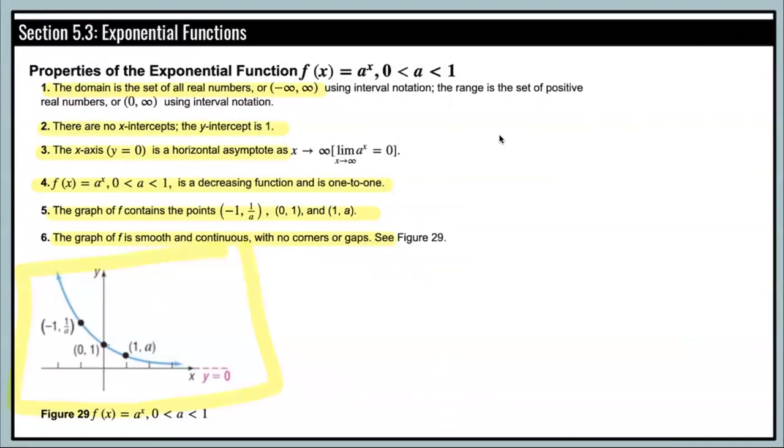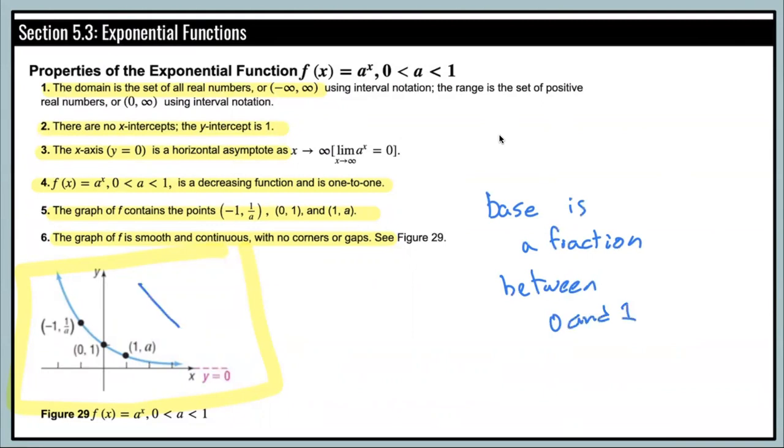One thing you notice is when the base is a fraction, between 0 and 1, it's gonna be decreasing. Okay, that's basically it. So you basically just flip it. And you might think that these points are the same as the last one, but when you have -1 comma, let's say 1/(1/2), that becomes -1 comma 2. So it just flips and it works out.